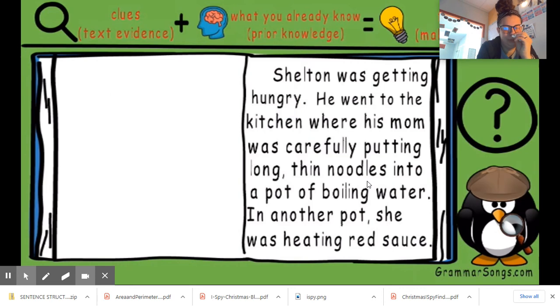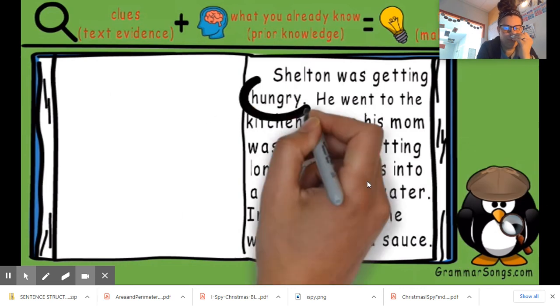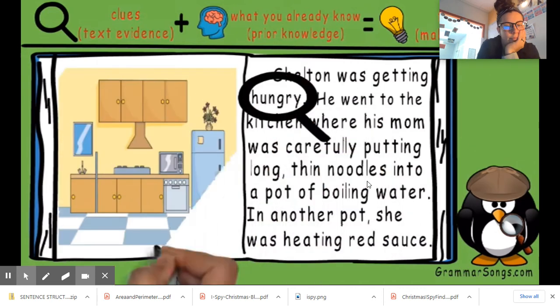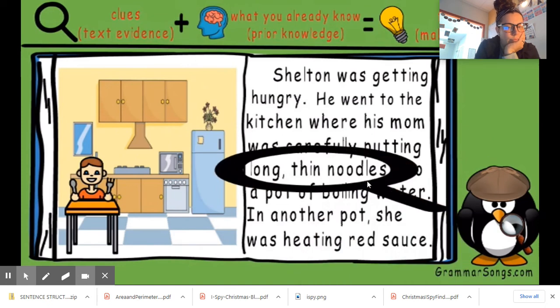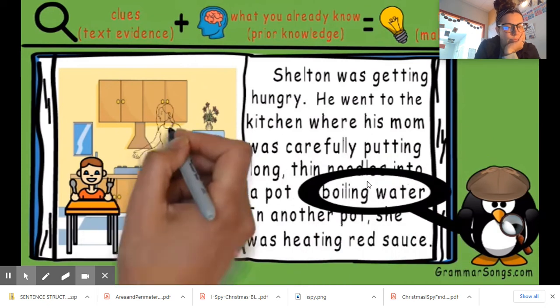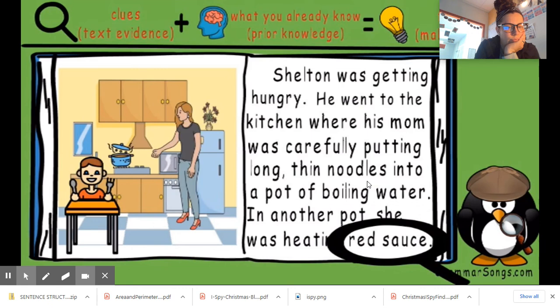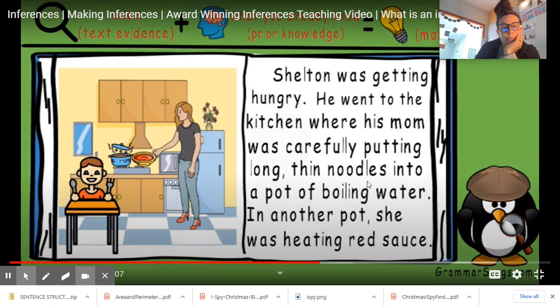But how? Well, Shelton was hungry. When I'm hungry, I want to eat. His mother was putting long, thin noodles into boiling water. In another pot, there was red sauce, so she was cooking something for him to eat. What do we think they're making?